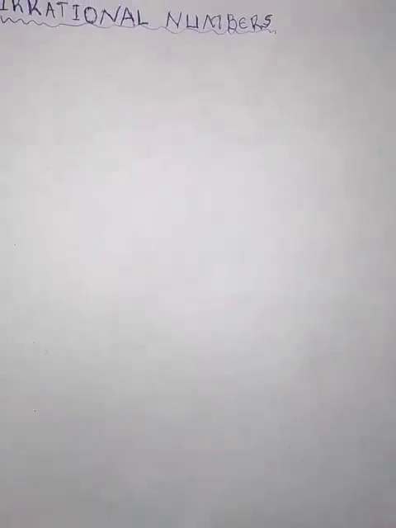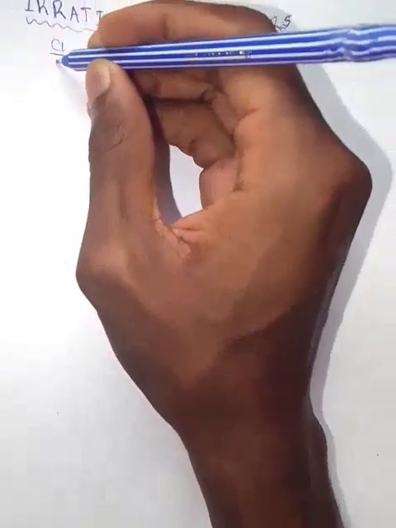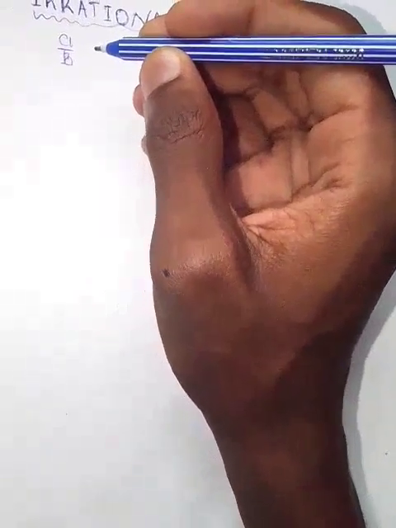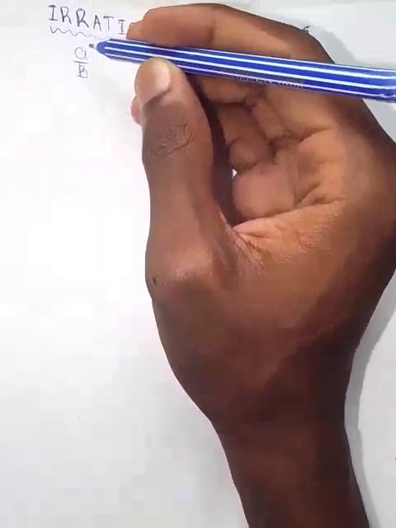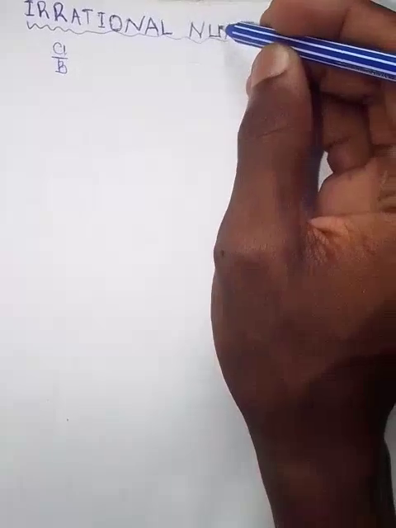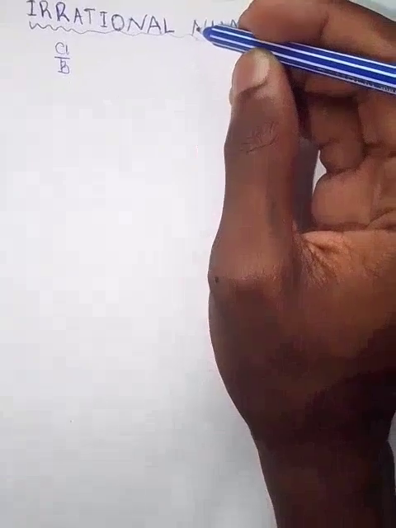About irrational numbers. Irrational numbers are simply numbers that cannot be expressed as fractions, meaning they cannot be expressed in this form where we have a as the numerator and b as the denominator. Unlike irrational numbers, rational numbers can be expressed in this form. So irrational numbers are like the opposite of rational numbers. If you know what rational numbers are, then you also know what irrational numbers are.